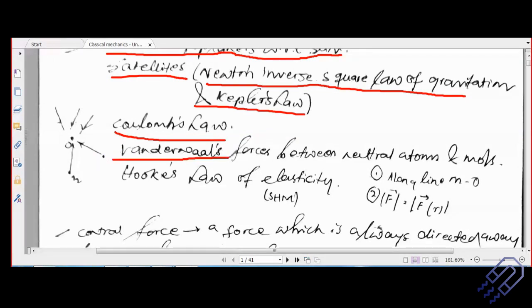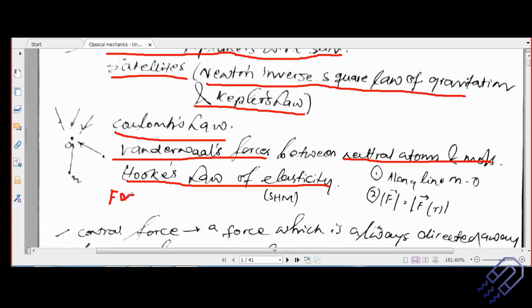Let's take some more examples. Let's say the van der Waals force. Van der Waals force is actually a very weak force. If you're considering some atoms or gas molecules, there is some kind of force acting, but because the contribution of the masses is minimal in such a system, the force is very weak, and of course depends on the distance, but this also comes under the central force. Then you have Hooke's law of elasticity. If you remember Hooke's law, and if you consider something like simple harmonic motion, we consider this as a part of central force.